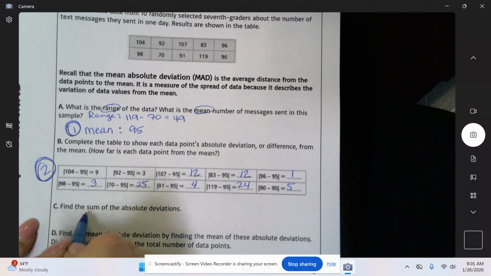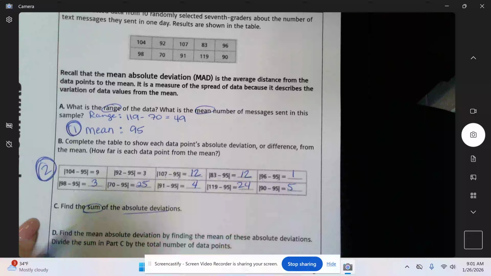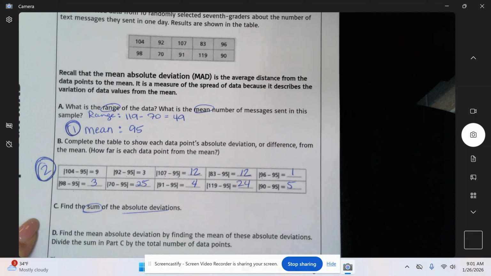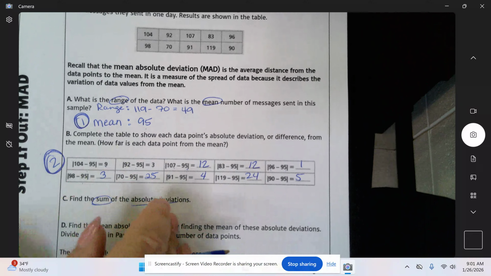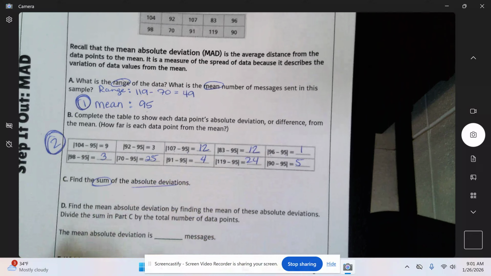We're going to find the sum of the absolute deviations. You're going to add all those up, and we'll finish that another time. But you add all those up, and then you find the mean of all the differences.